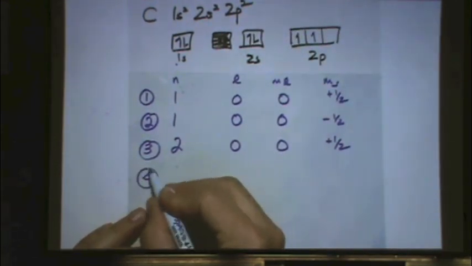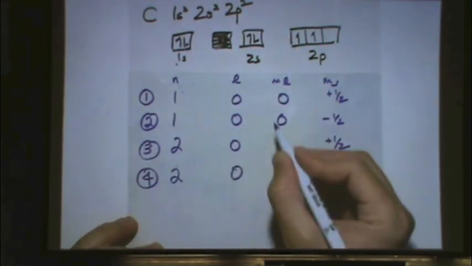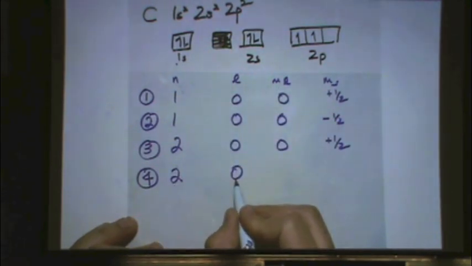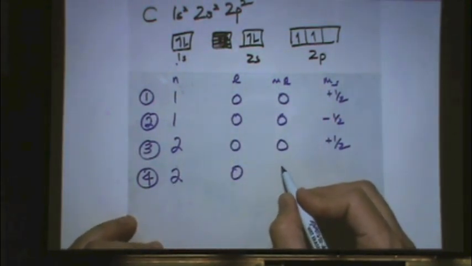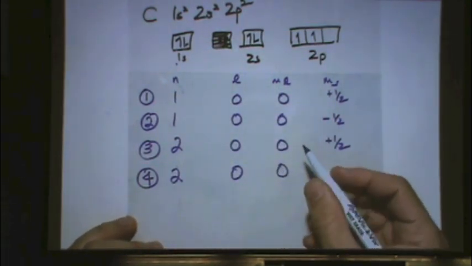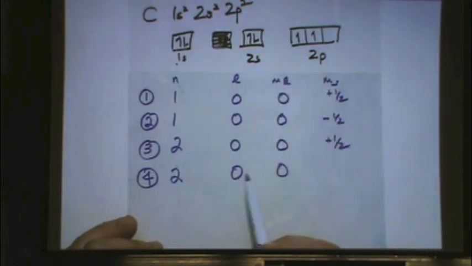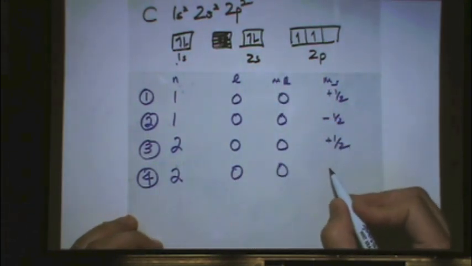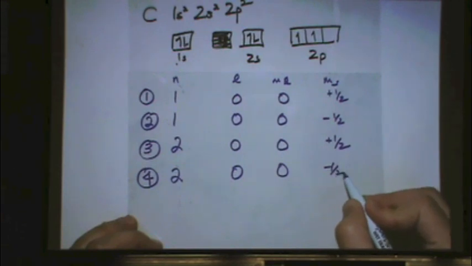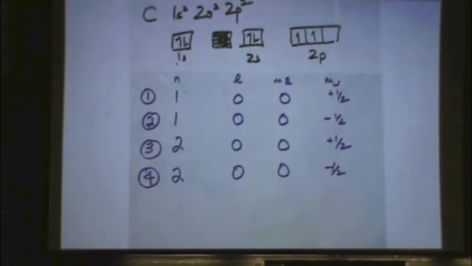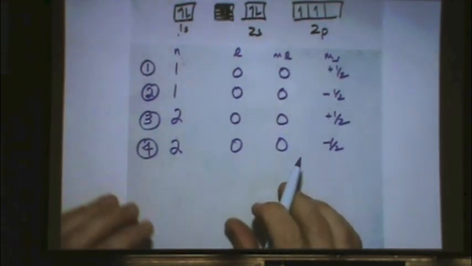Let's do the fourth one. Again, 2, 0 because it's 2s. What's M sub L? 0 because L is 0. And then M sub S is negative 1/2 because it's pointed down. Should I keep going? Yeah, okay.